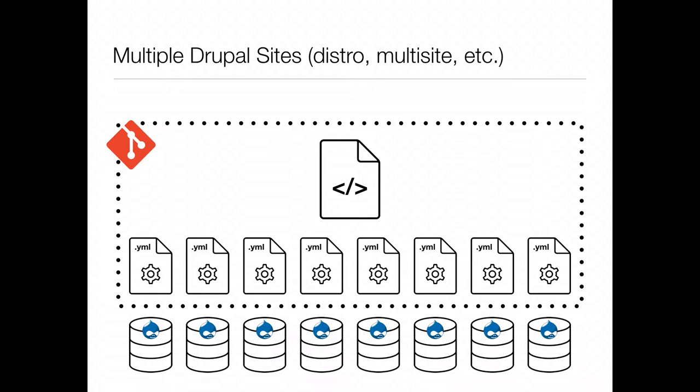What happens when you have a lot, though? Like, really a lot. So at UC Davis, we manage about 700 websites in one big multi-site. Can you imagine trying to run configuration over 700 sites and deploying it through that workflow? No.